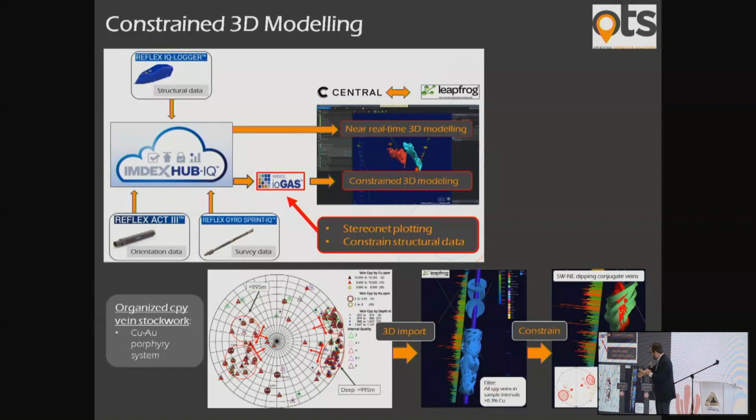This here is a stereo net for a porphyry system in Canada. It's a stockwork system of veins, and it's very organized. There's two sets of veins that are dipping at each other. And if you take that population and throw it into 3D, it turns into this big cluster of plates on drill strings, which is very confusing for a geologist to understand. And so the reason why we use the word constrain over and over again is because we need to reveal the order that exists inside of this chaos.